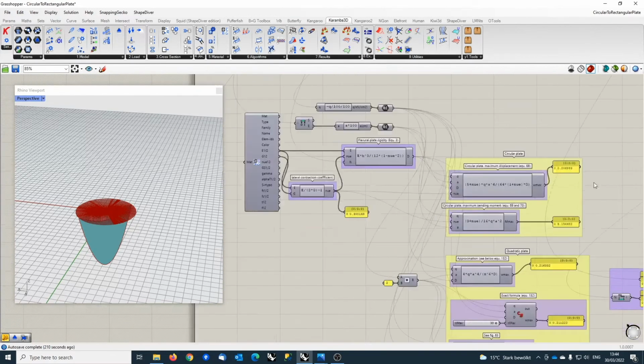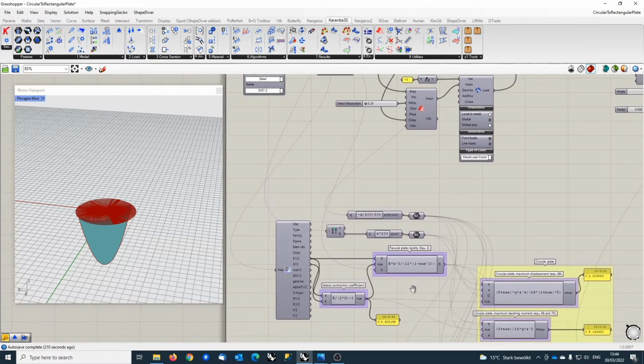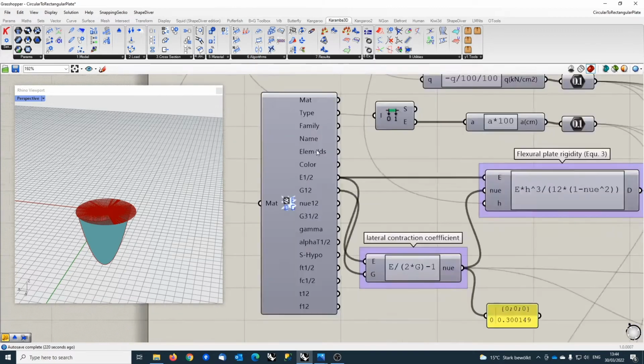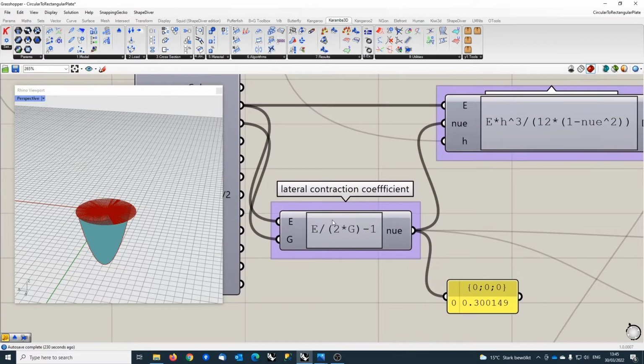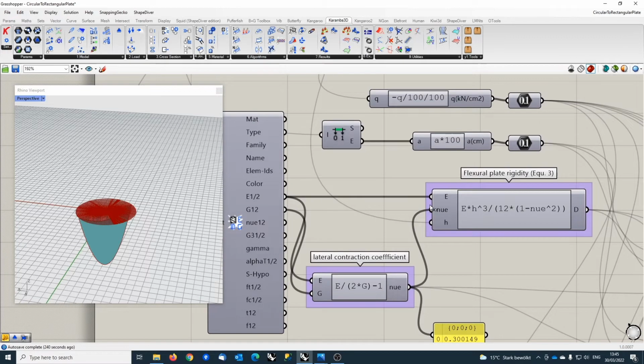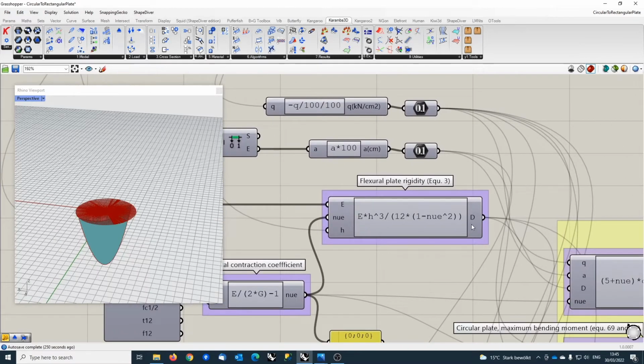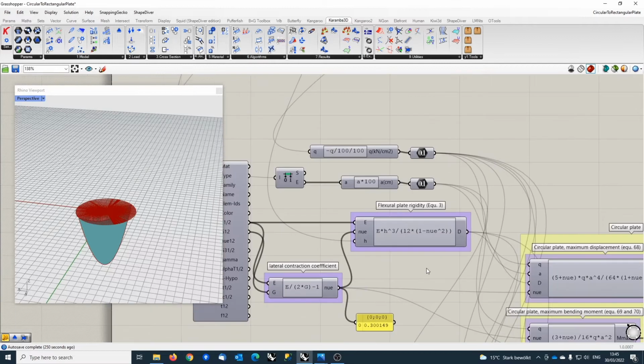In order to get the analytical results, I need to first of all disassemble the material to get a hold of the material properties of the Young's modulus and the shear modulus. Using the Young's modulus and shear modulus, one can calculate the coefficient of lateral contraction nu, which is then used together with Young's modulus and shell or plate thickness h to calculate the flexural plate rigidity.